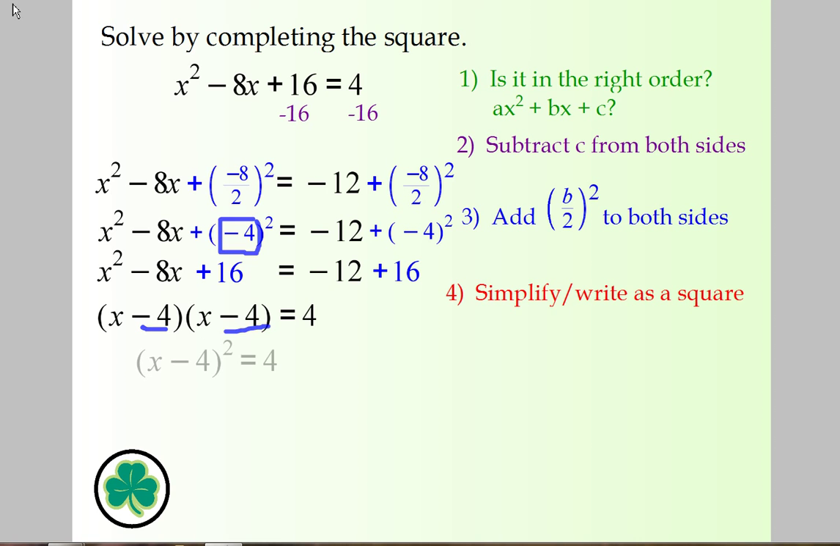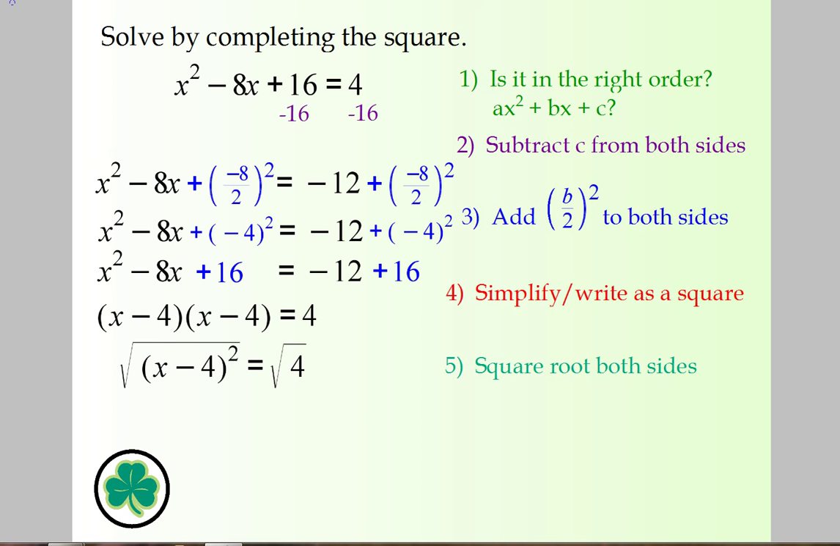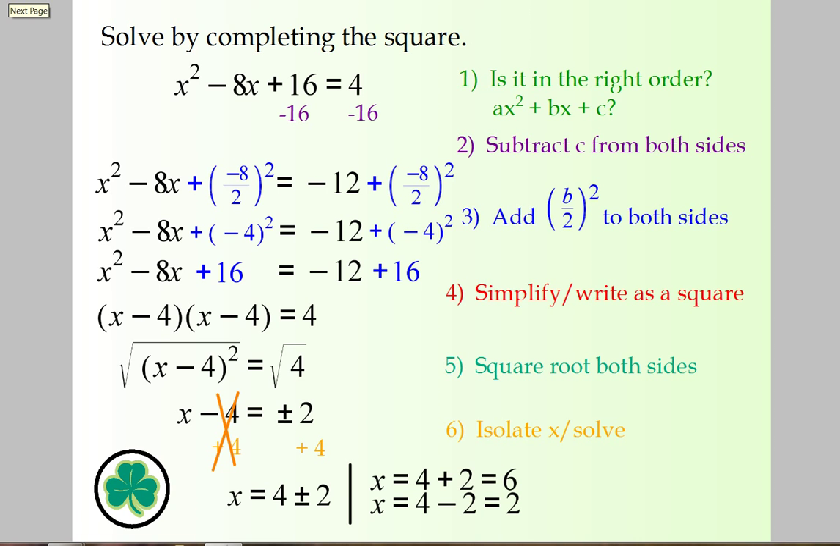I can rewrite that as a square, and I can square root both sides. Square rooting a square leaves me with just the x minus 4, and the square root of 4 is positive and negative 2. When I add 4 to both sides, my two answers are going to come from 4 plus 2 and 4 minus 2. 4 plus 2 gives me 6, 4 minus 2 gives me 2. My two roots, or my two solutions, are 6 and 2.